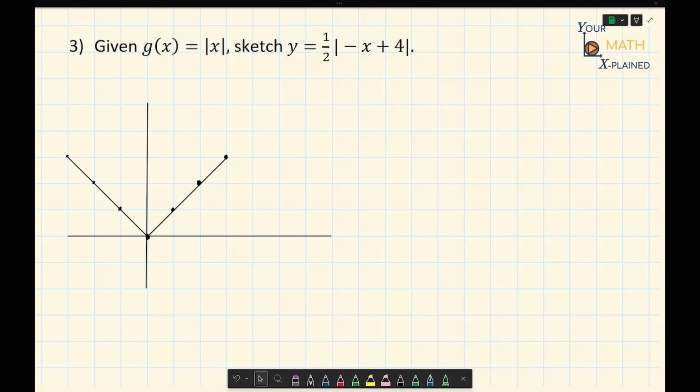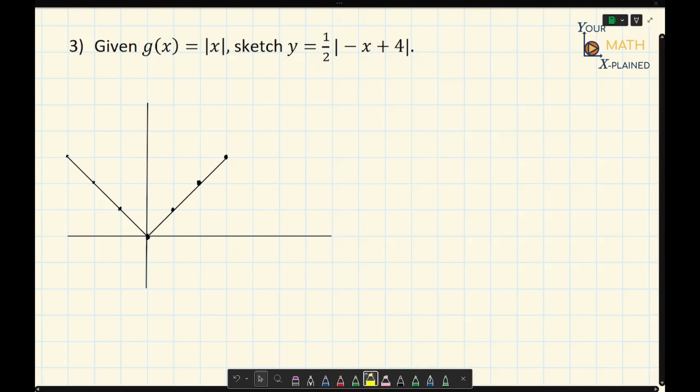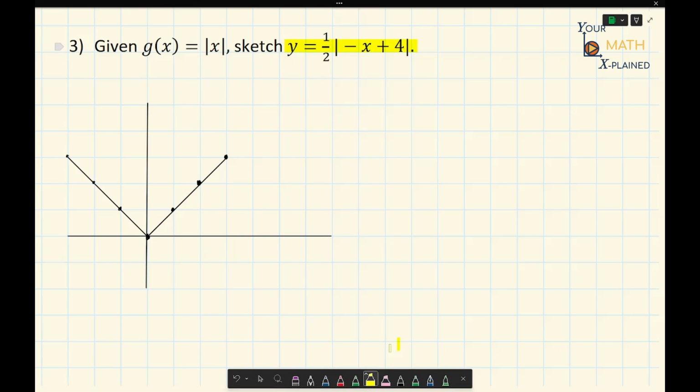Now for this next problem, we're given that g of x is equal to the absolute value of x, and we're asked to sketch the graph of this equation. Notice that this is a little bit different from the previous 2 questions because we're not given this equation in function notation. So what we want to do first is rewrite this in function notation so that we can identify our a, b, p, and q.